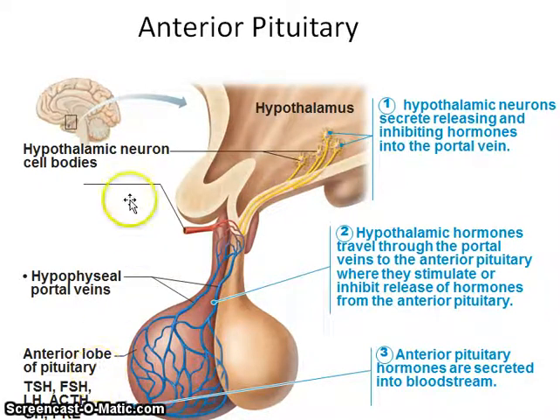So the hypothalamus dumps releasing hormones or inhibiting hormones into the portal vein, and that causes the anterior pituitary to either increase or decrease the amount of one of these anterior pituitary hormones.